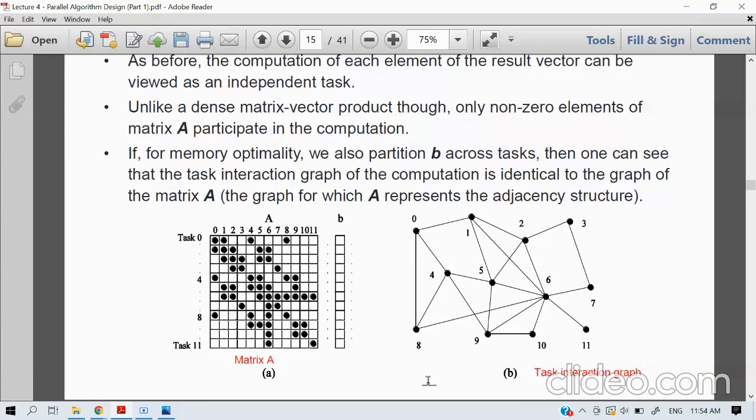And one more thing, not everyone will get the same pattern as in this answer, for example. Each of you will have your own pattern of task interaction graph based on the given matrix. Okay? Alright.